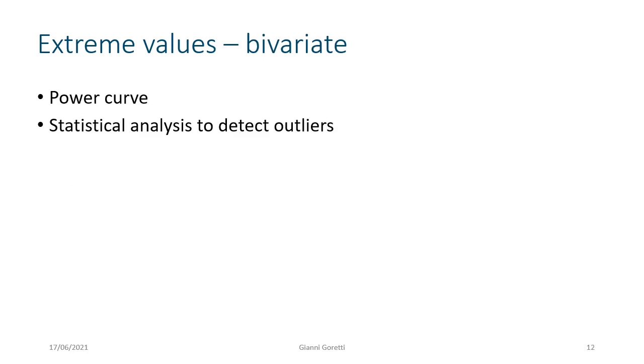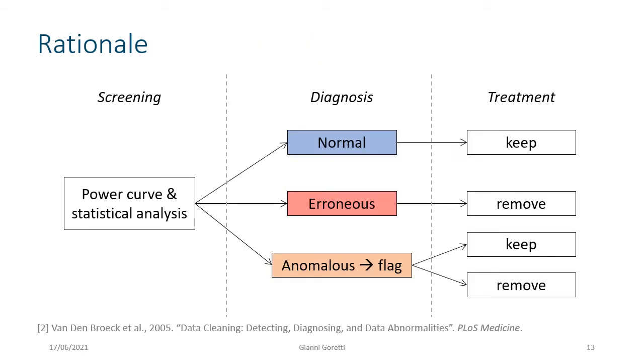And then it checks for extreme values in the bivariate distribution. It does so by looking at the power curve, so basically looking at wind speeds against power values and doing some statistical analysis to detect the outliers. After screening the data, there are three possible diagnoses. So data can be normal, erroneous, or anomalous, and if they are anomalous, they are flagged.